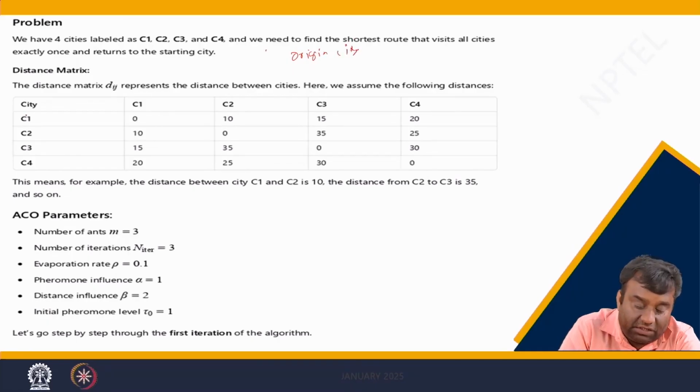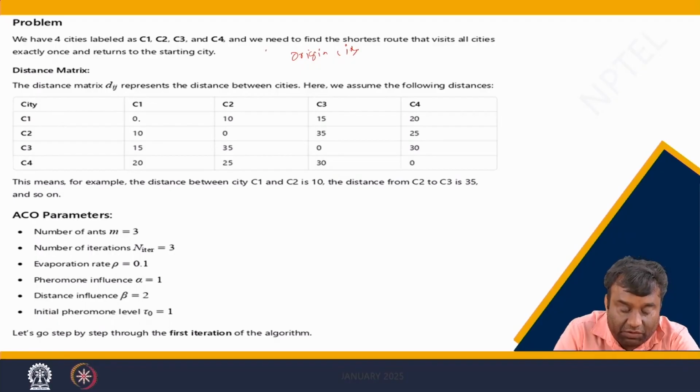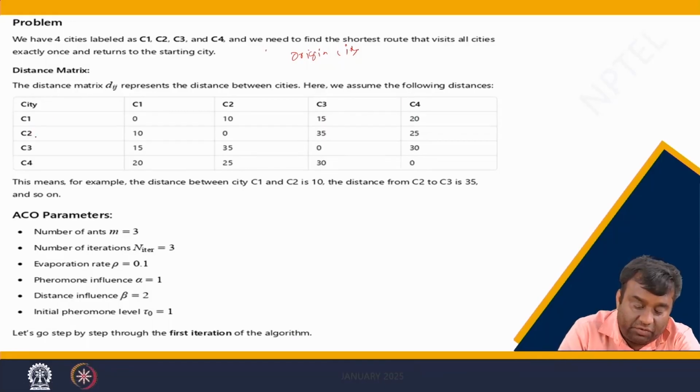So here, the city C1. From C1 to C1 the distance is 0. Dij represents distance. From C1 to C2 it is 10. From C1 to C3 is 15. From C1 to C4 is 20. From C2 to C1 is 10. From C2 to C2 is 0. From C2 to C3 is 35. C2 to C4 is 25.